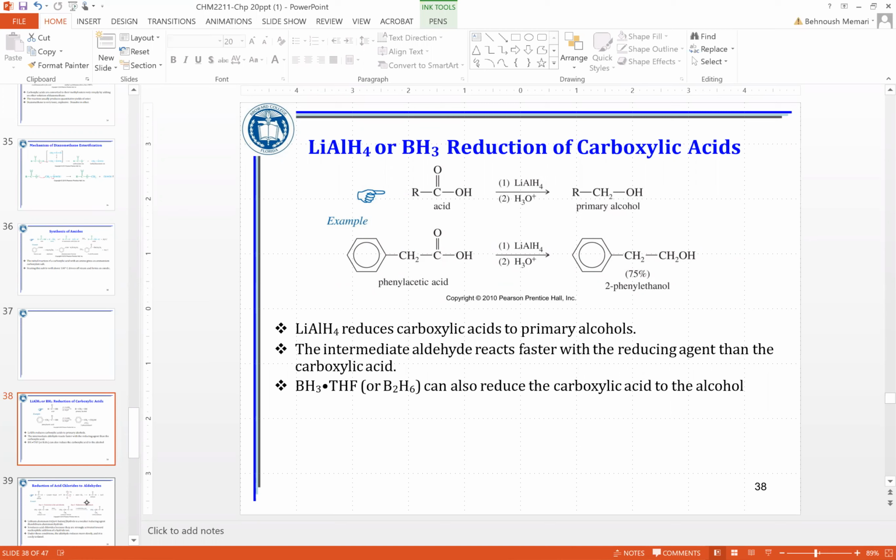Okay. In this slide, we have reactions of carboxylic acid. It's not preparation anymore. This is reaction. One of the reactions of carboxylic acid is reduction. For reduction of carboxylic acid, you must use a strong reducing agent. Can you name a couple of reducing agents? One of them, which is in this slide, is lithium aluminum hydride. And this is a strong reducing agent.